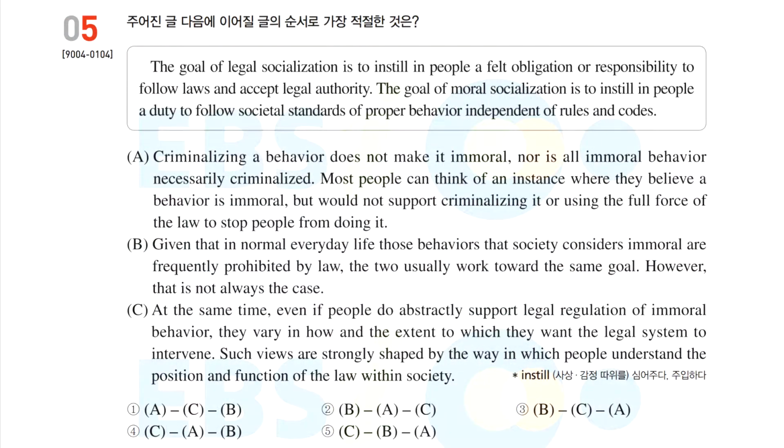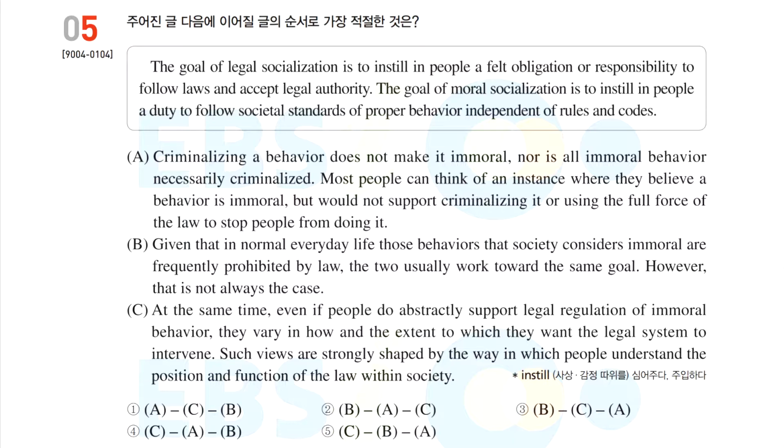Exercise 5. The goal of legal socialization is to instill in people a felt obligation or responsibility to follow laws and accept legal authority. The goal of moral socialization is to instill in people a duty to follow societal standards of proper behavior independent of rules and codes.